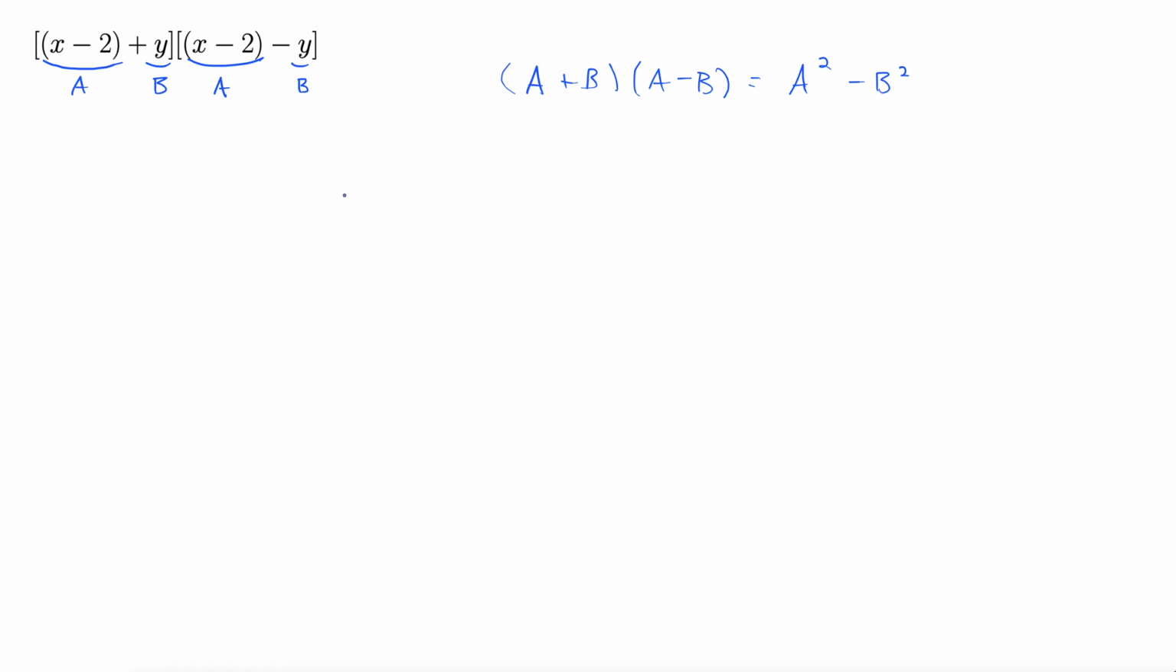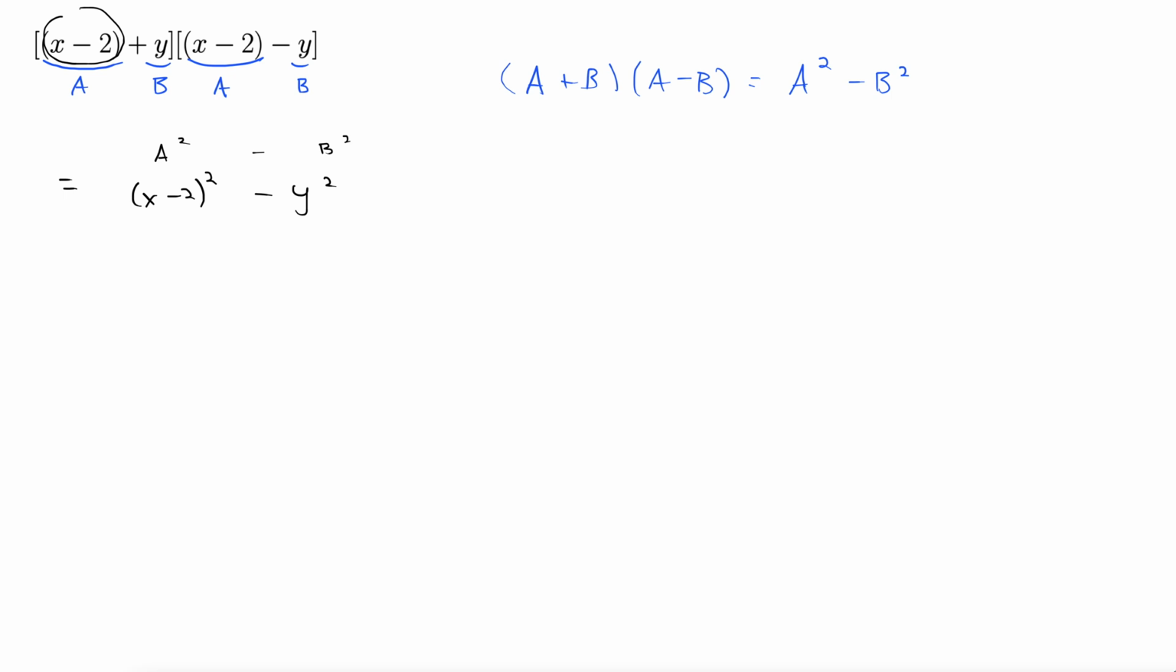Let's do it. This whole thing then equals a squared minus b squared. Our a term is this entire x minus 2 with the parentheses. So I'm going to do (x - 2) with parentheses and square that out. Then minus b is just y, so y squared. It's looking a little better.